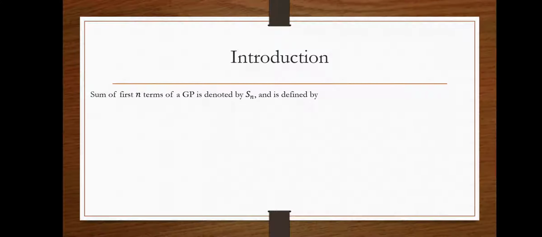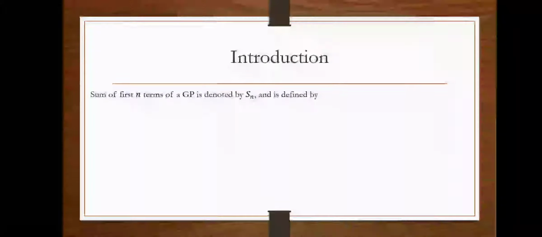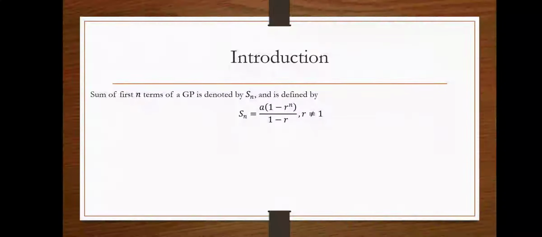same as that of the arithmetic progression, the sum of the first n terms of a geometric progression is denoted by Sn and is defined by Sn equals a into 1 minus r to the power n by 1 minus r, when r is not equal to 1. Obviously, if r becomes equal to 1, then it does not remain a geometric series. It will become a constant series. So therefore, r can take any value but not 1.